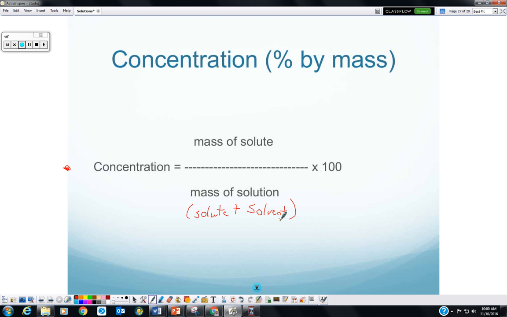So if it tells you that you have 50 grams of water and 50 grams of sodium chloride, your total mass is 100 grams in the solution. Total volume may not change, but your total mass will change.